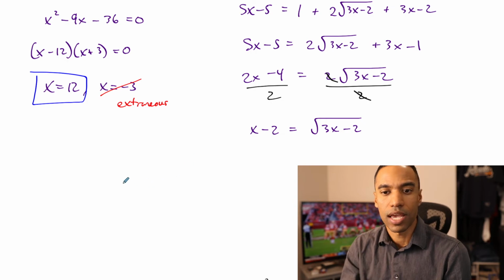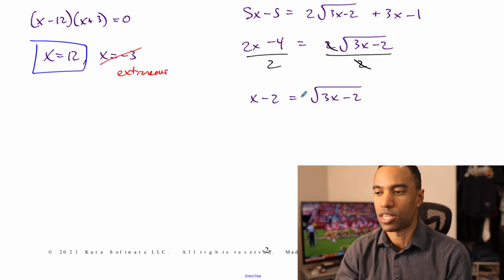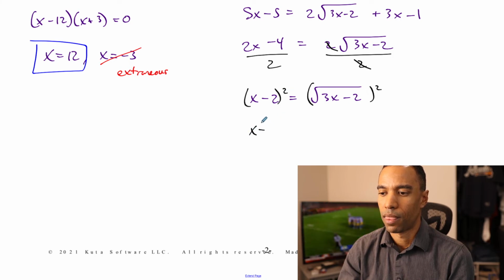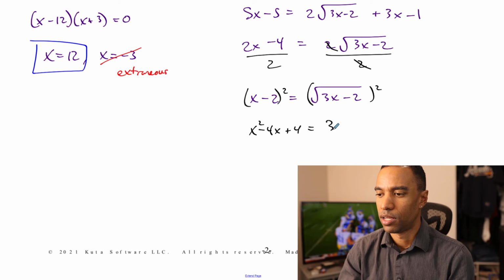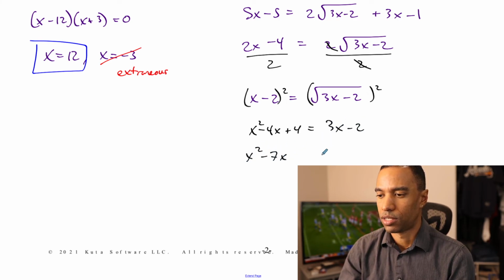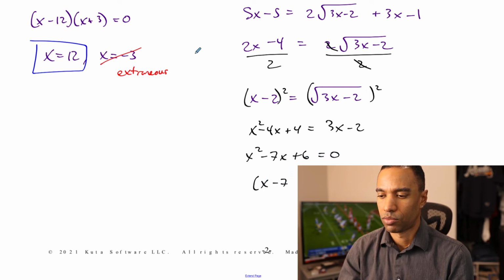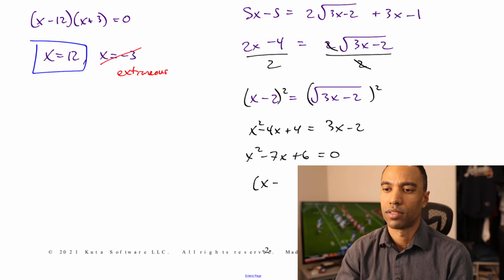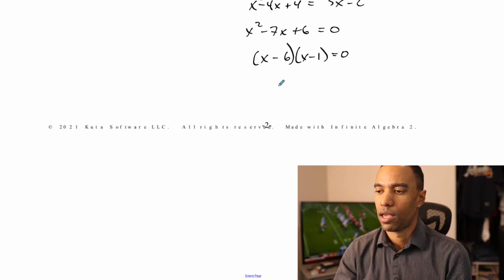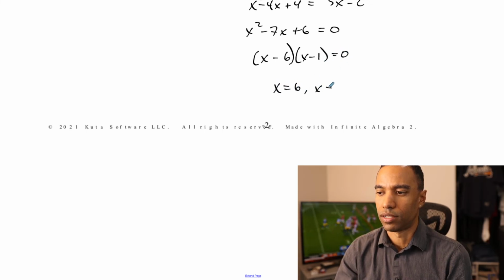Now let's square both sides again, right? Now we're kind of at that stage where it'll work ourselves out. So you can see why that's a little bit more of a doozy. X squared minus 4x plus 4. We just saw that in the previous problem, I think. And 3x minus 2. Subtract 3x here. Add 2. Whoops, that's minus 6. And x equals 6 and x equals 1.